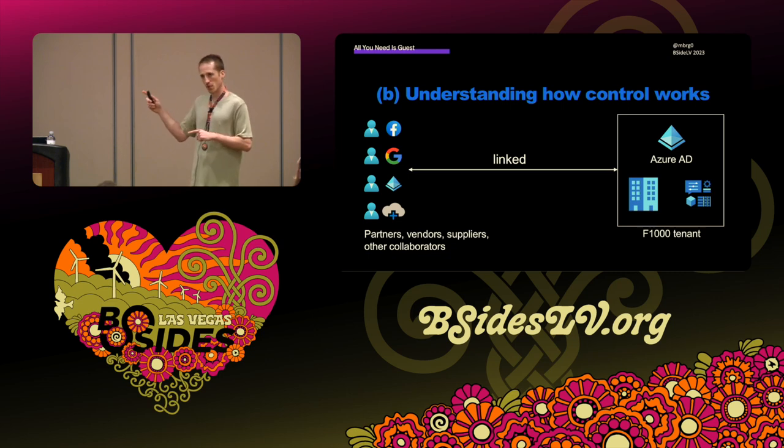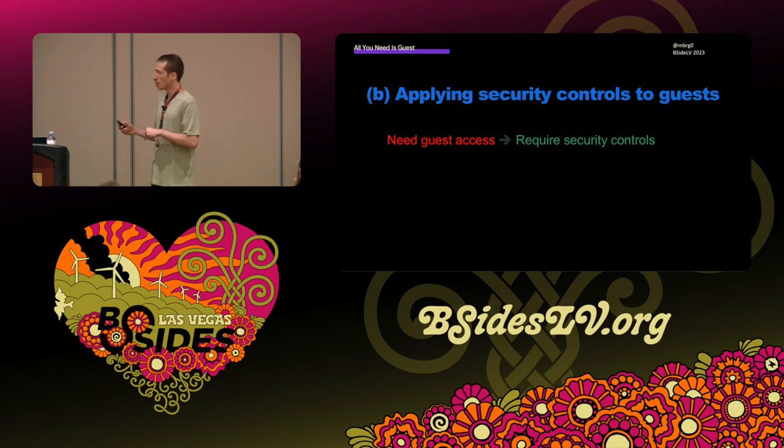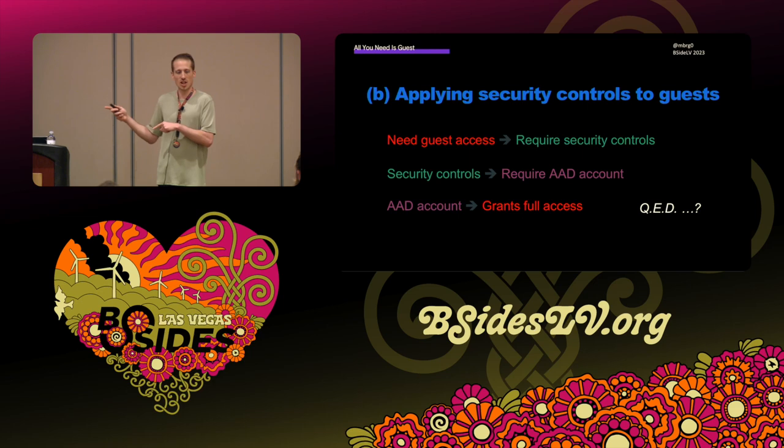And the cool thing about it is that because it's done this way, all of the security controls that Microsoft provides apply. So if you have conditional access, MFA enforced, whatever you'd like, this all gets enforced automatically on guests, which is awesome, right? This is a really cool mechanism. One thing we need to understand, though, is that in order to give somebody guest access, we want security controls, right? Because otherwise, you've just invited somebody into your tenant and they can do whatever they like. In order to get security controls, we need to have an AAD account, because otherwise we can't apply the security mechanisms that we already have as an enterprise. And so in order to have that account, we need to grant access to AAD, which actually grants full access to your tenant. So what's actually happening here?